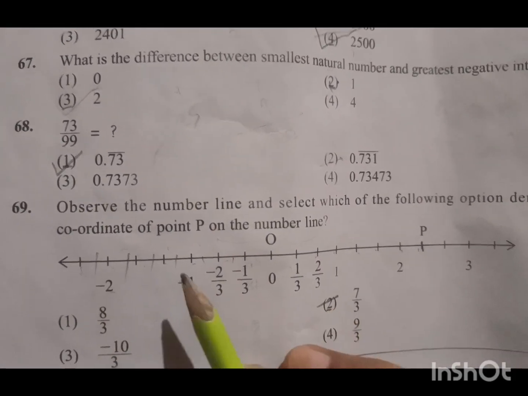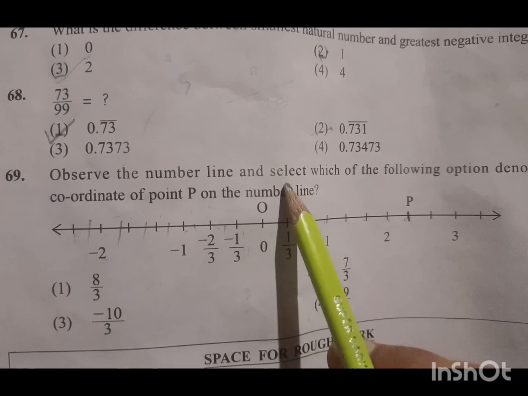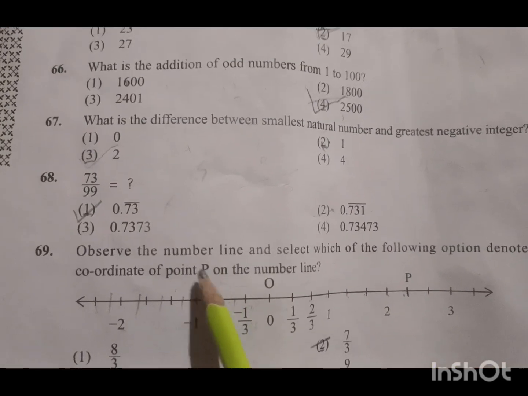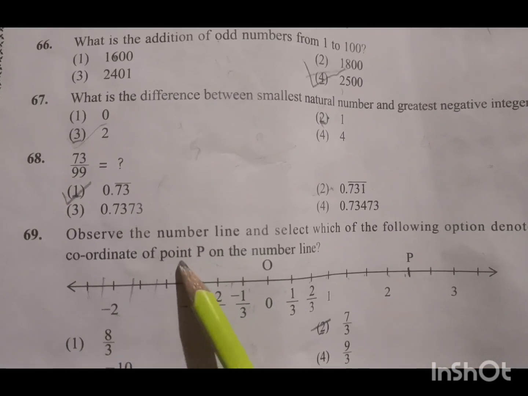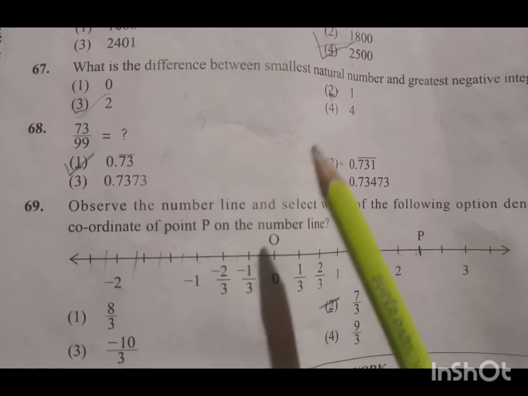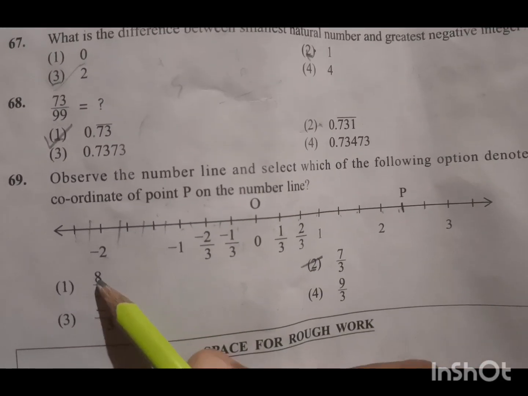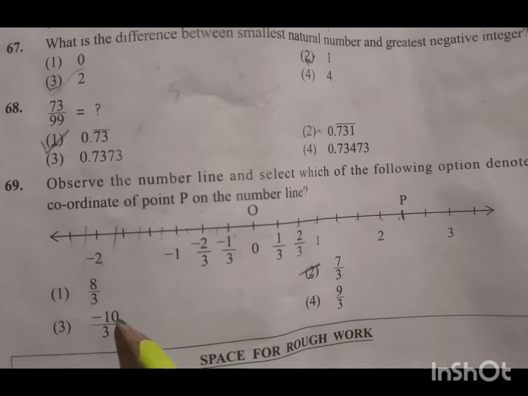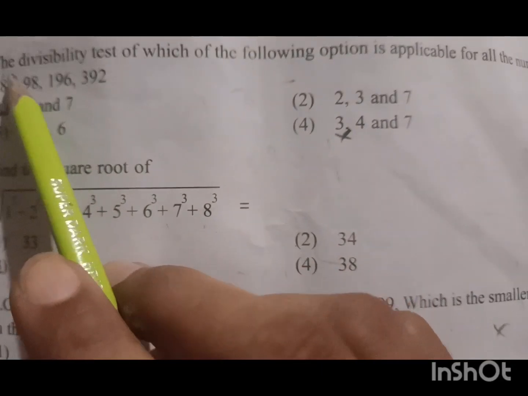Question number 69. Observe the number line and select which of the following options denotes the coordinate of point P on the number line. Option 1: 8 upon 3, option 2: 7 upon 3, option 3: minus 10.